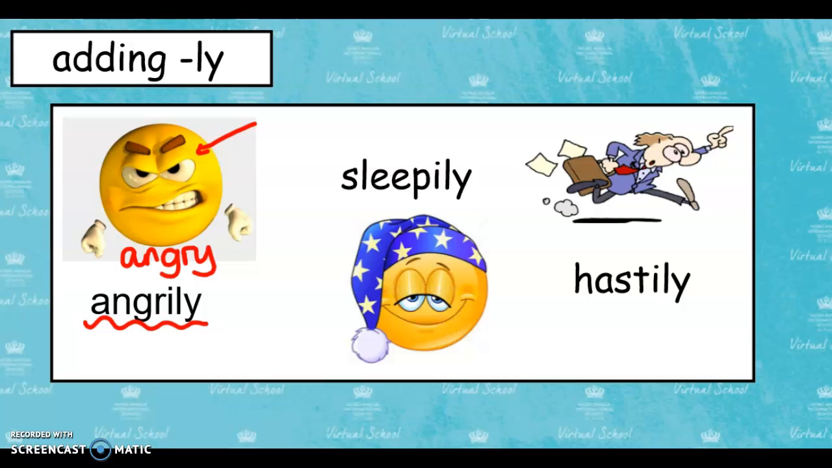With this middle picture, again, if you look at his eyes, he's kind of looking at you sleepily. He's not asleep, which is the root word. He's looking at you sleepily. Okay, adding this ly. And the last one, which might be a new word for many people, hastily. Hastily is when you're rushing off somewhere really, really quickly. So, for example, if you're late for school, you might be packing your bag hastily.